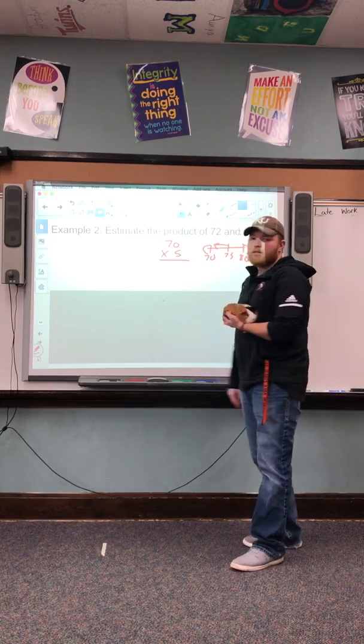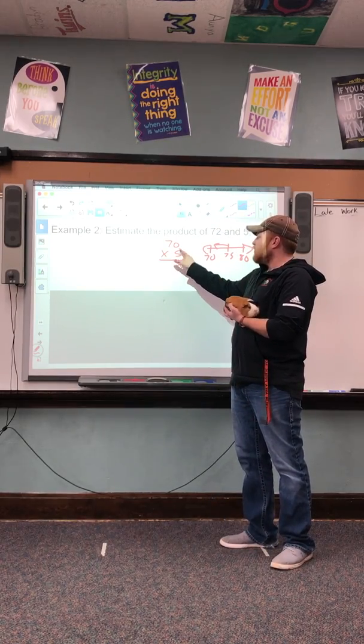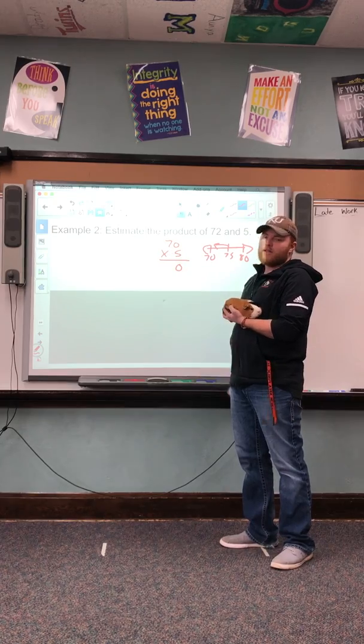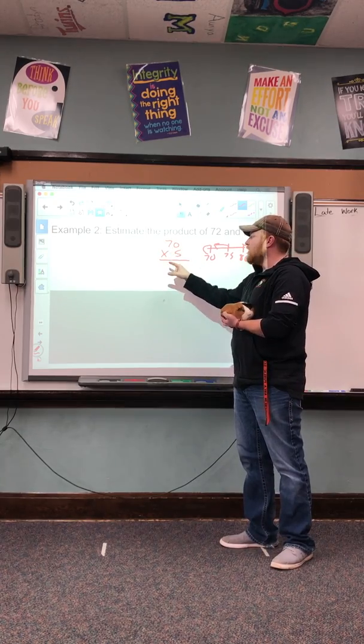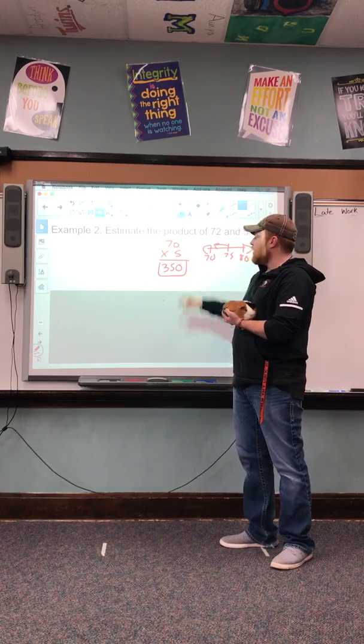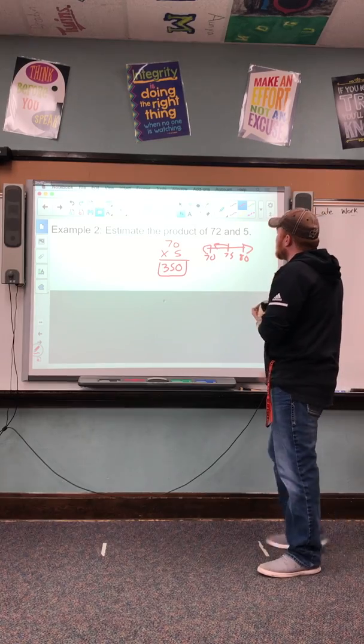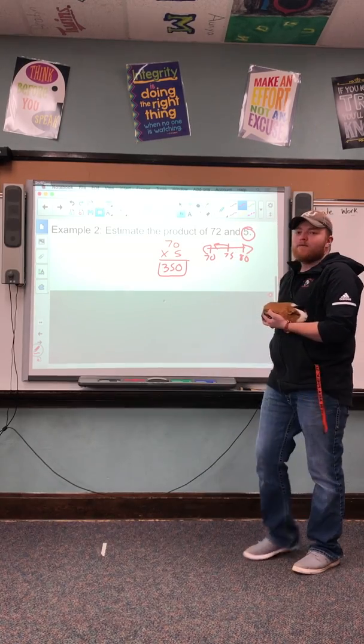Then we multiply. 0 times 5 is 0, so we start with the ones, then we go to the tens. 5 times 7 is 35. So our answer would be 350.